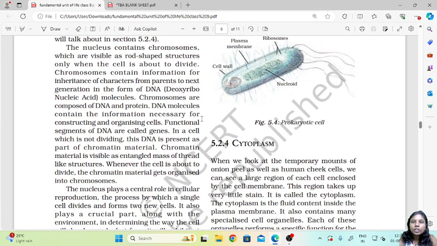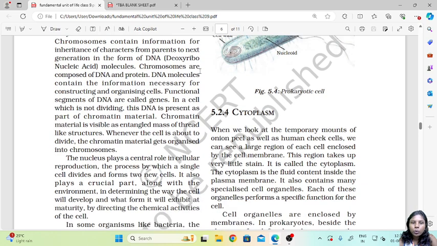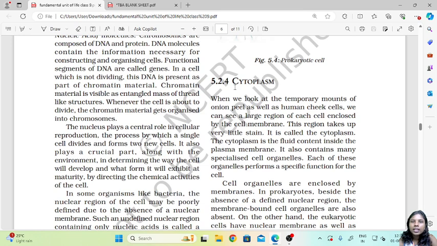We also said that the nucleus contains chromosomes, which are rod shaped structures that are visible only when the cell is about to divide. These chromosomes contain the information about inheritance of characters from parents to the next offspring, in the form of DNA, that is, deoxyribonucleic acid molecules. Chromosomes are composed of DNA and proteins. These DNA molecules contain the necessary information, and segments of DNA are known as genes.